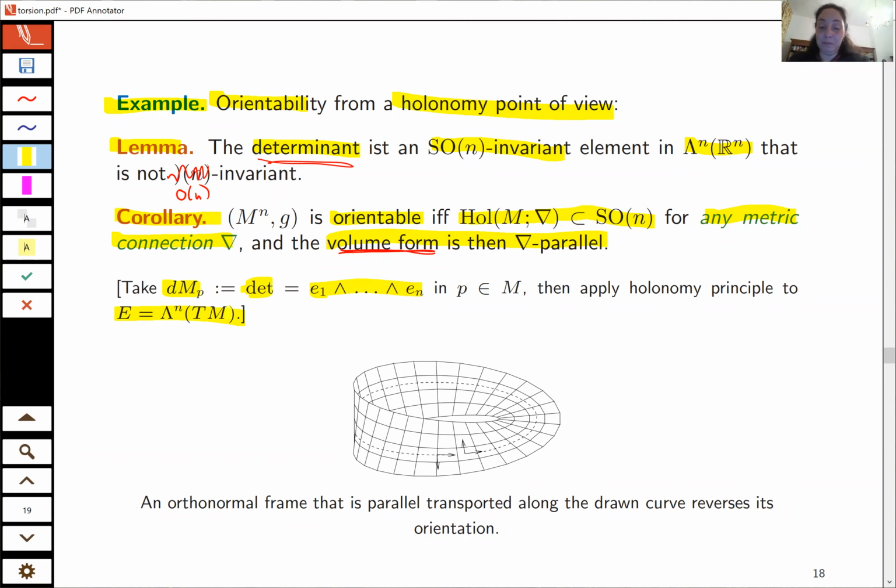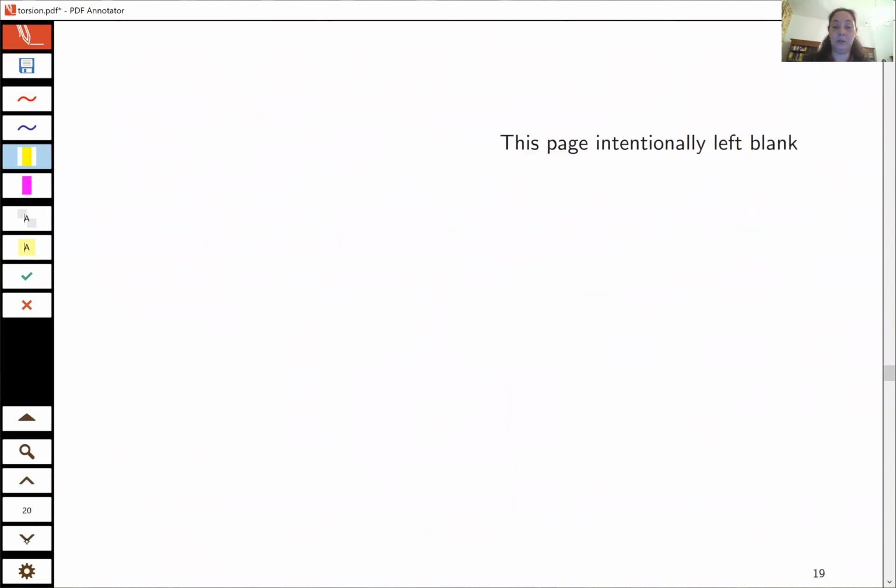Okay, and well, we all know this example of an orthonormal frame which is parallel transported along the middle line of a Möbius strip. We should see that this determinant measures a non-trivial element of holonomy. And this is just, of course, the orientation reversal. Okay, good.